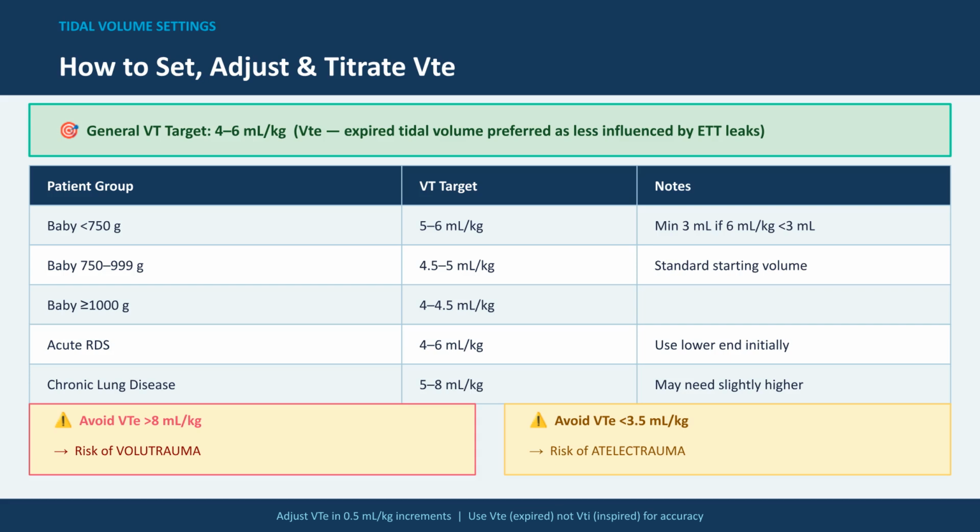The general expired tidal volume target is 4 to 6 milliliters per kilogram, adjusted in 0.5 milliliters per kilogram increments. Avoid exceeding 8 milliliters per kilogram to prevent volutrauma, and avoid going below 3.5 milliliters per kilogram to prevent atelectrauma.